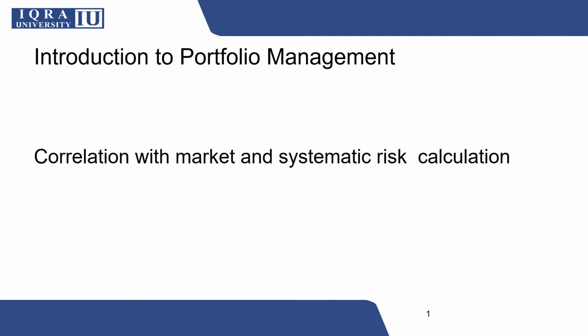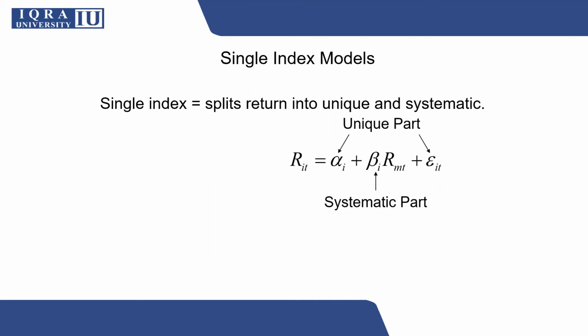risk calculation. Overall risk is divided into two components, as you can see: systematic risk and unsystematic risk. Risk that can be diversified away by making a portfolio is called unique risk, which is related to a specific stock, and this can be eliminated with the help of a diversified portfolio.